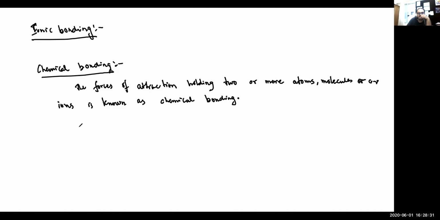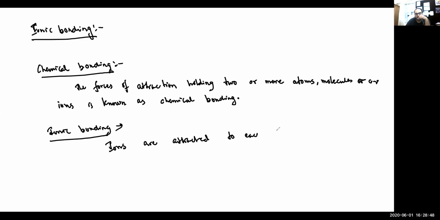So in simple terms, when ions are attracted to each other, they form ionic bonding.